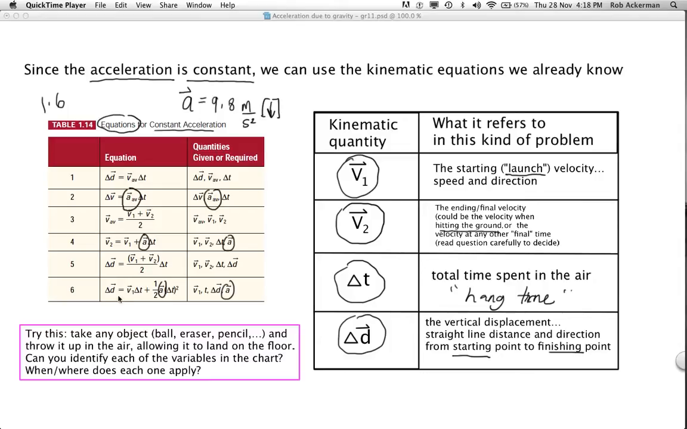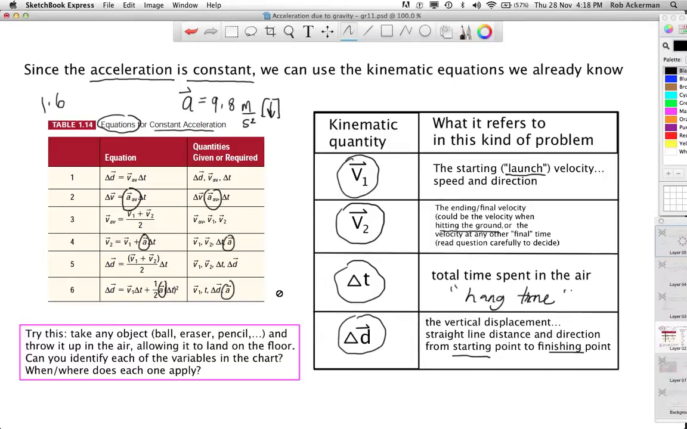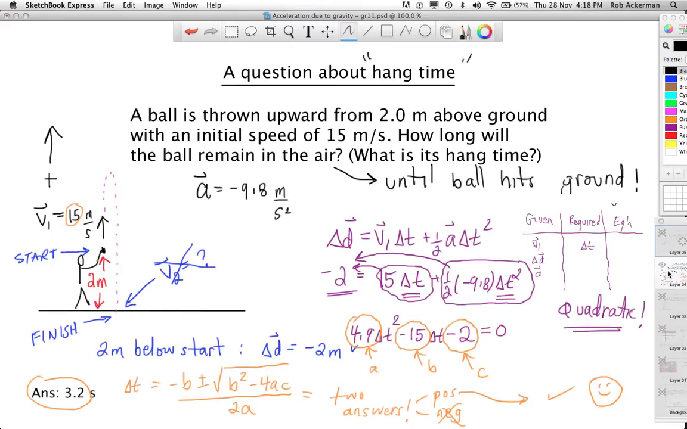You are going to use equation number 6. You know the delta D. You know V1. You know the acceleration, but you don't know the time. Although, think about it for a minute. Do you know the time? I'll give you a hint. You solved for it here when you did the hang time.